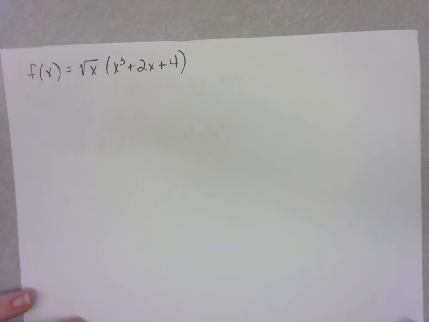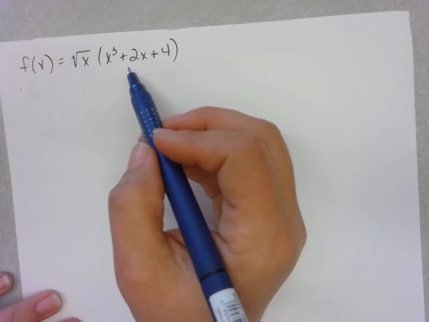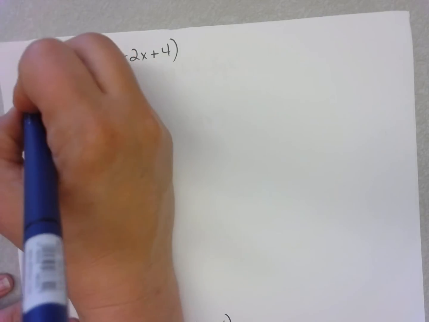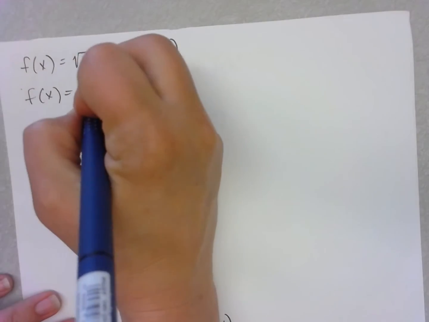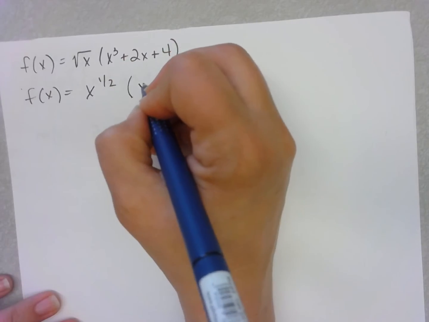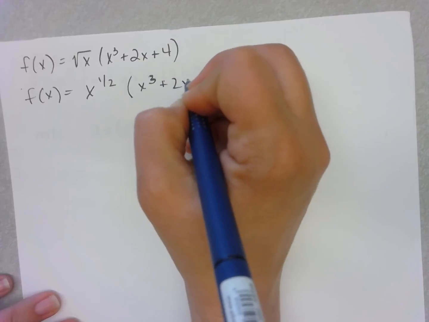So here's a reasonable example. I have f of x is equal to the square root of x times x cubed plus 2x plus 4. The first thing I'm going to do is rewrite f, because whenever I see the square root, I should immediately think, oh wait, I have to write that as a power. I have x to the 1/2 times x cubed plus 2x plus 4.